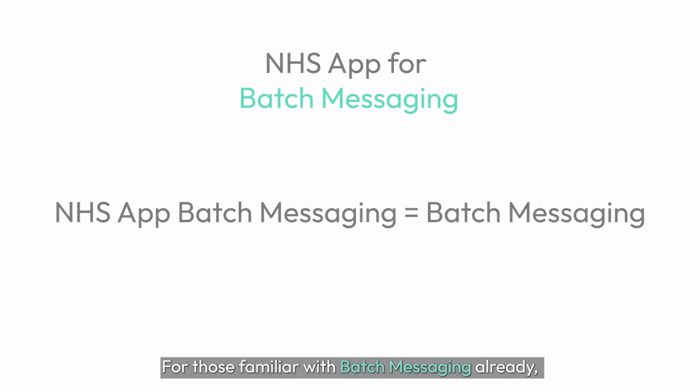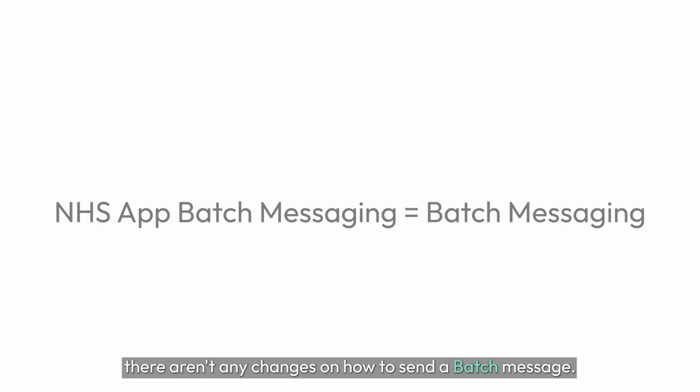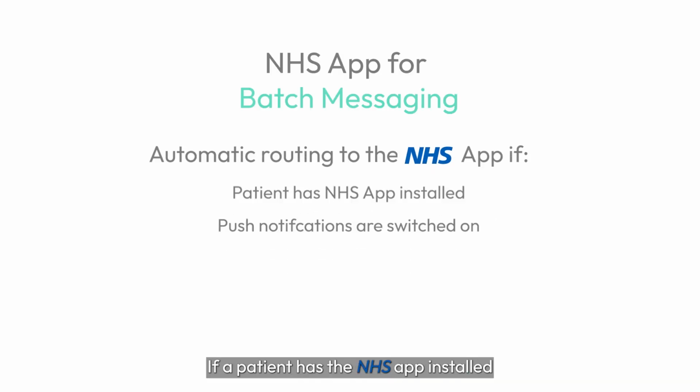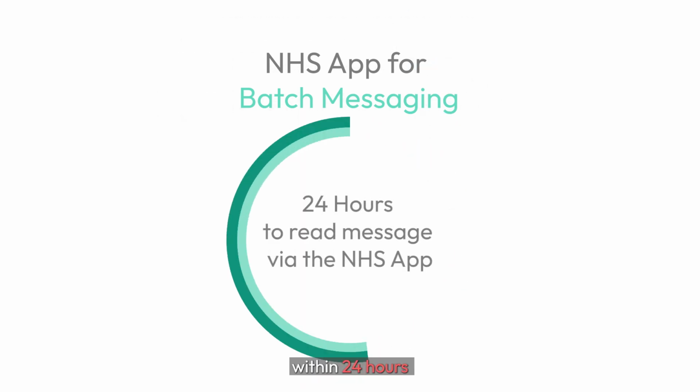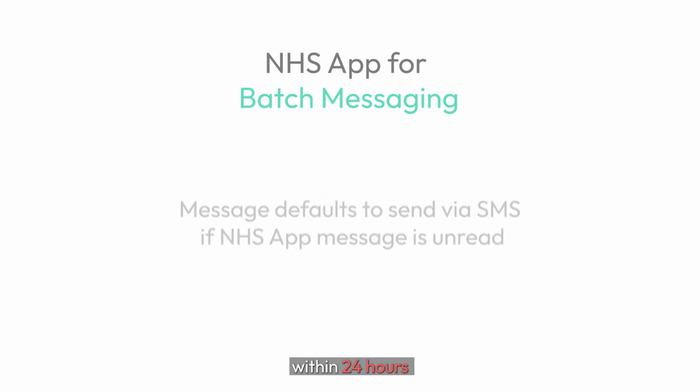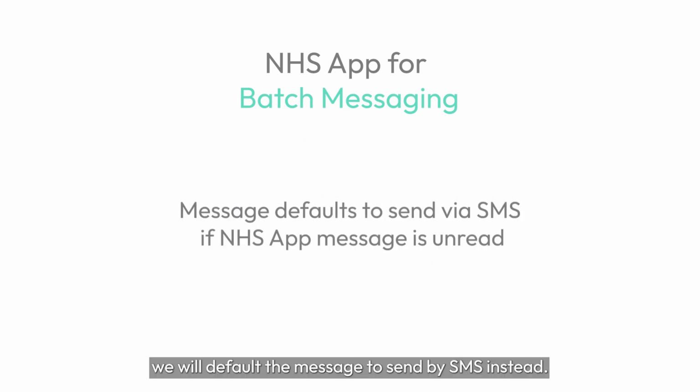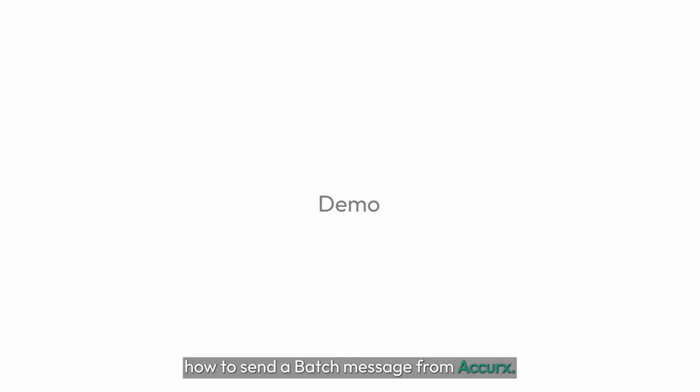For those familiar with batch messaging already, there aren't any changes on how to send a batch message. If a patient has the NHS app installed with push notifications enabled, any batch message or flow rate you send will be automatically sent to the patient's NHS app. If the patient doesn't read the message in the NHS app within 24 hours, we will default the message to send by SMS instead. I will now go through how to send a batch message from Accurx.